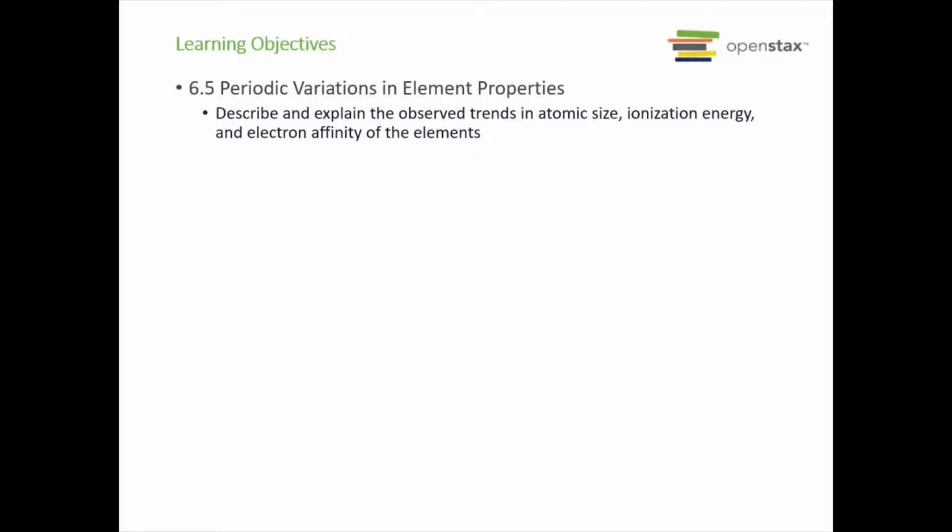Welcome back, everybody. We are now moving on to section 6.5, periodic variations in element properties. So here we're going to describe and explain the observed trends in atomic size, ionization energy, and electron affinity of the elements. So this section name is really a fancy way of saying trends in the periodic table.